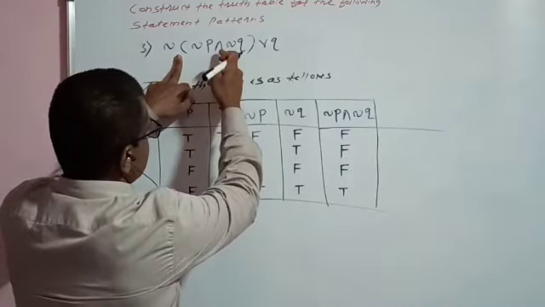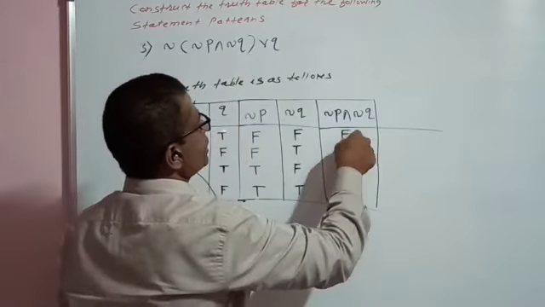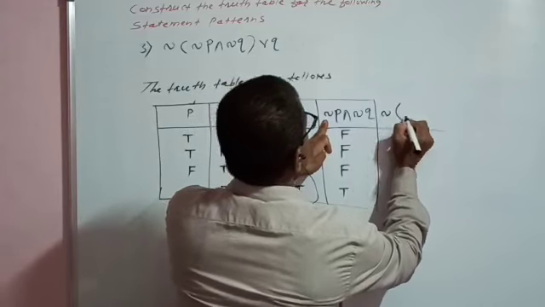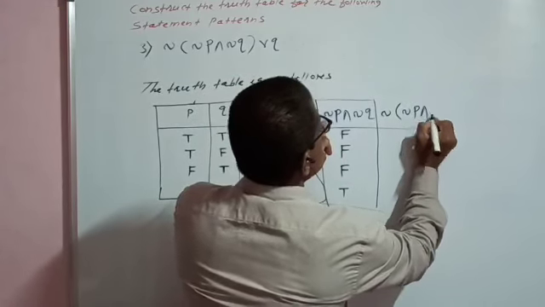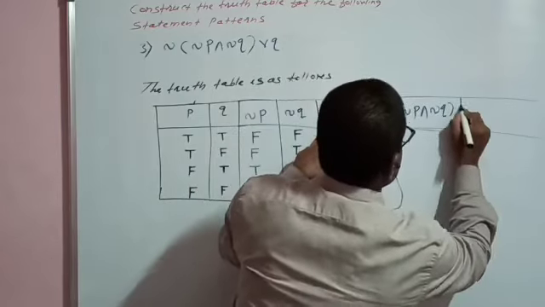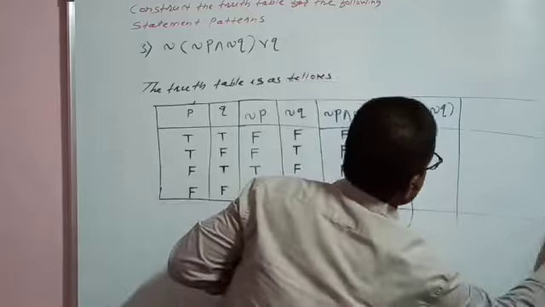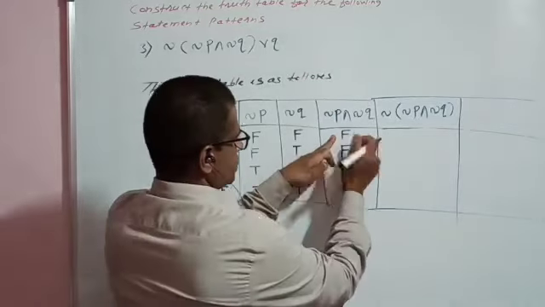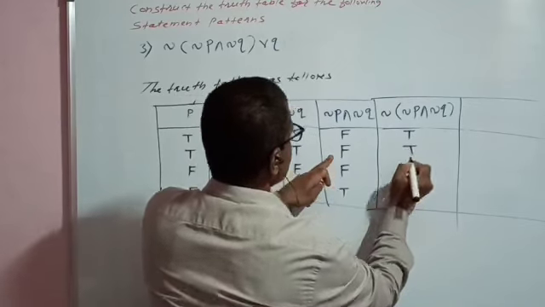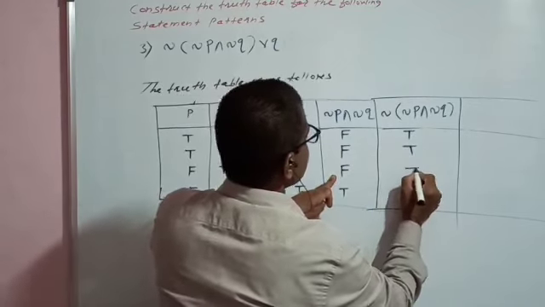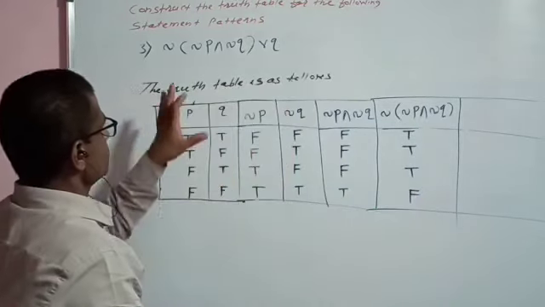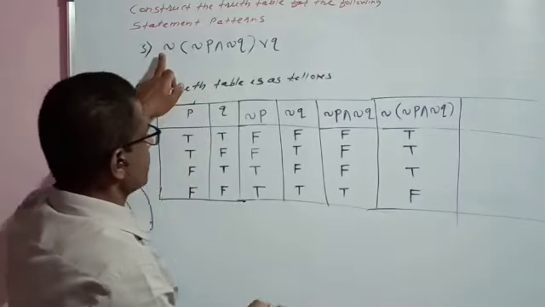So then next is what? Negation of P conjunction negation of Q. You have to take the negation of this statement. So the negation of F is T. Negation of F is also T. Negation of F is T. Negation of T is what? F. Then last is the given statement pattern.